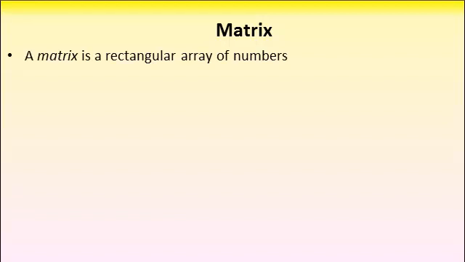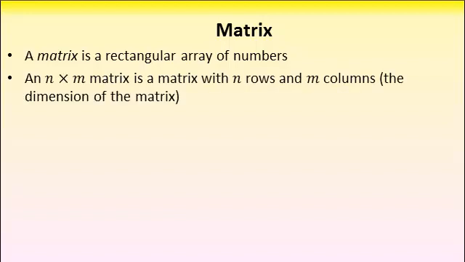A matrix is defined as a rectangular array of numbers. This array has a number of rows and a number of columns. So we may let n denote the number of rows in the matrix, and m will denote the number of columns. In that case, we call n by m, or n times m, the dimension of the matrix.